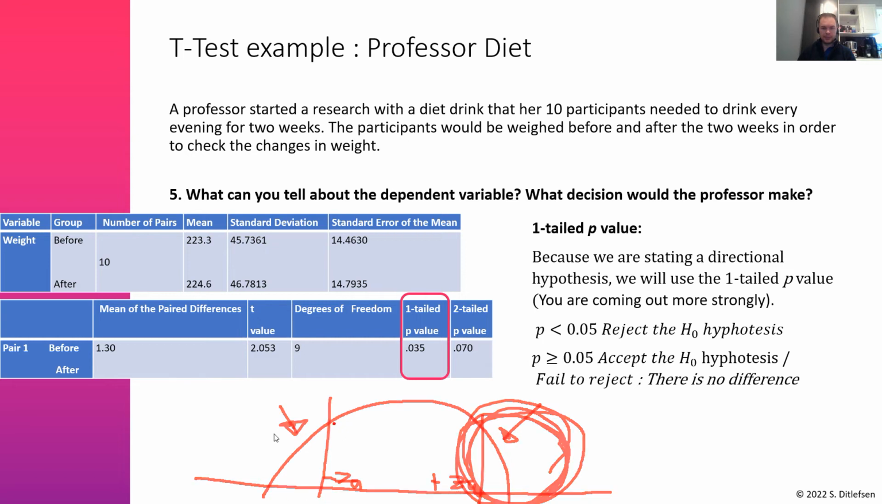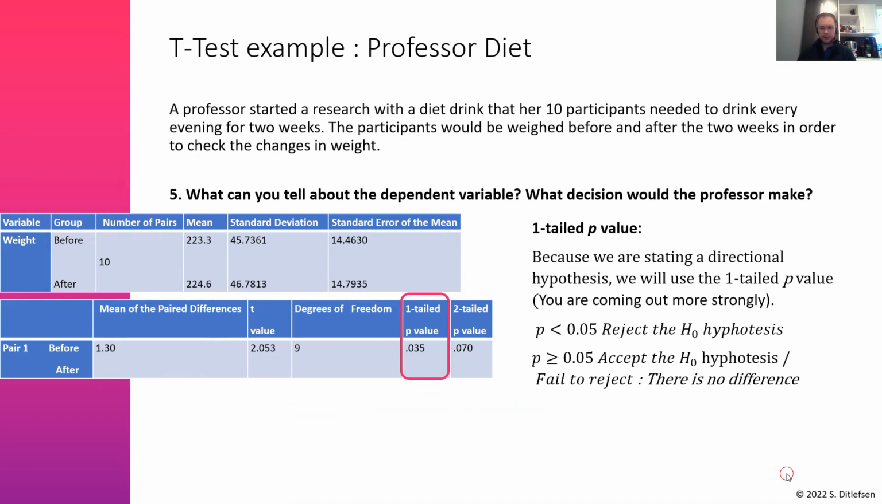If we are using both tails, then we would use both areas, both the left and the right side. But we are only interested in the right side. Because of this, we are using the one-tail p-value and we will ignore the two-tail p-value. So if p is less than 0.05, we will reject the H0 hypothesis. If p is greater or equal to 0.05, we will fail to reject H0. There is no difference.